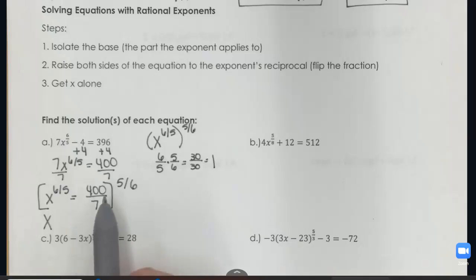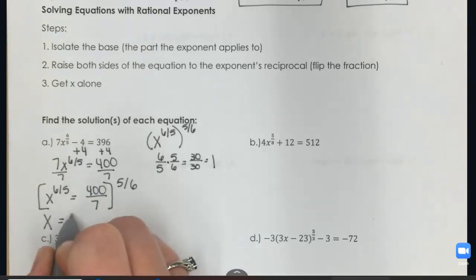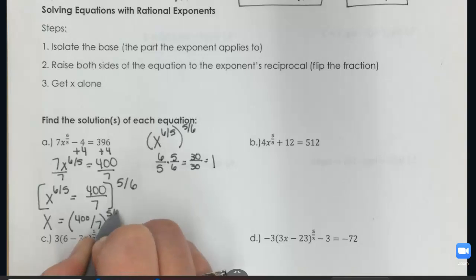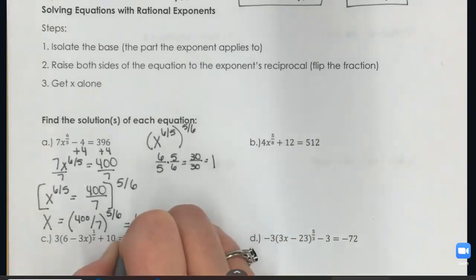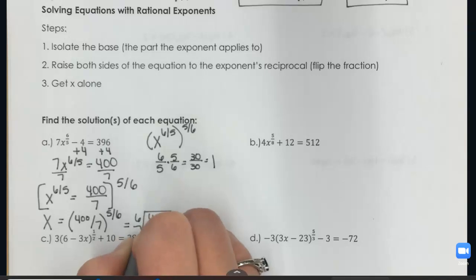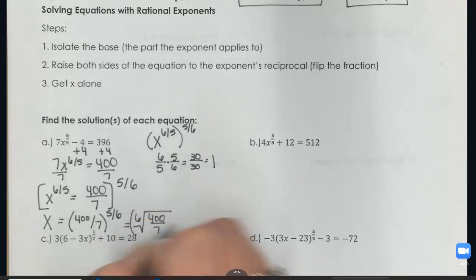So x is going to be equivalent to 400 over 7 to the 5/6 power. That's not going to be a pretty number, and it's definitely not going to be something we can evaluate by hand. So I am going to leave it in exact notation, 400 over 7 to the 5/6 power, or if you wanted to put it in radical form, this would be the 6th root of 400 over 7 to the 5th power.